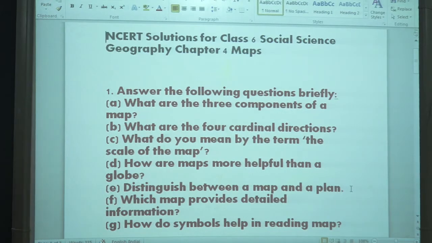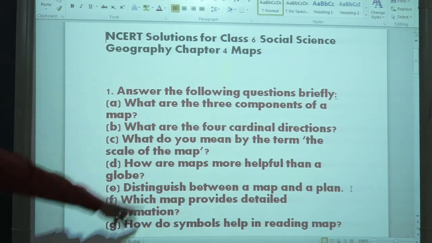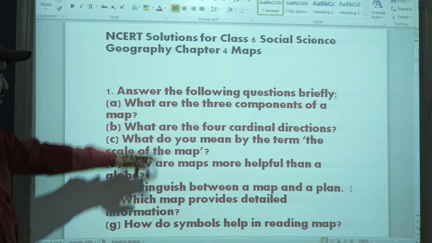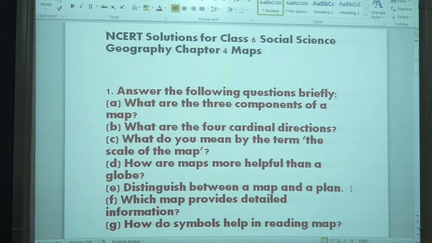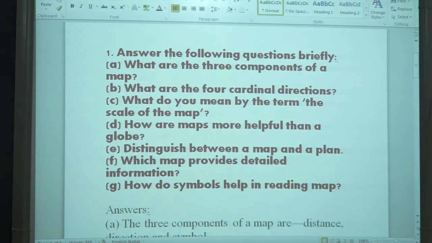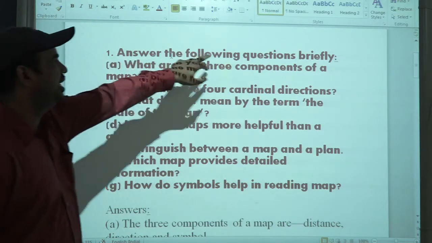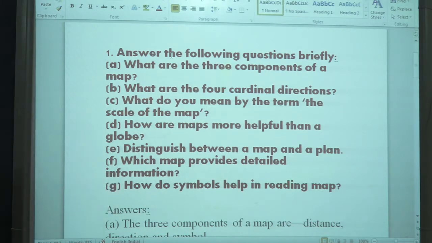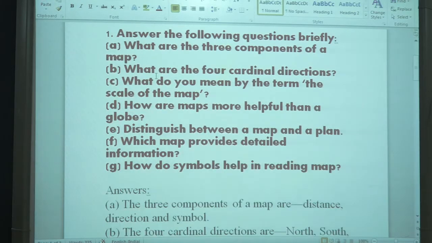So the lesson name is Maps. Lesson number 4 of your Geography, class 6, social science. Okay, so here are some questions that we will be discussing. The first question is, answer the following questions briefly. The first question is, what are the 3 components of a map?